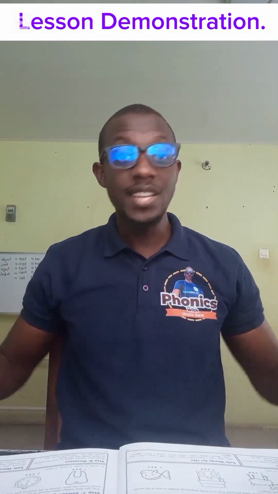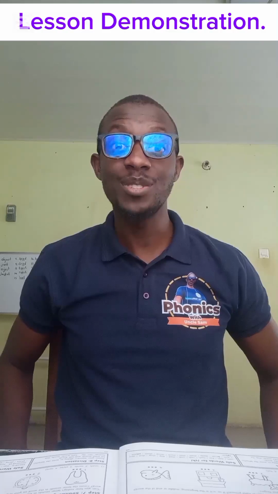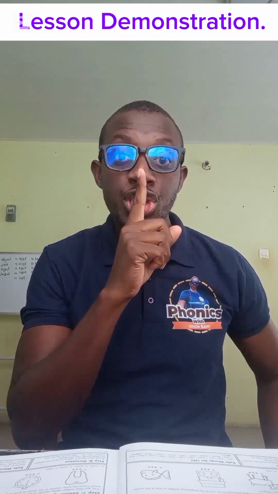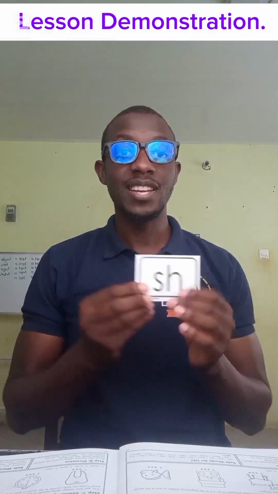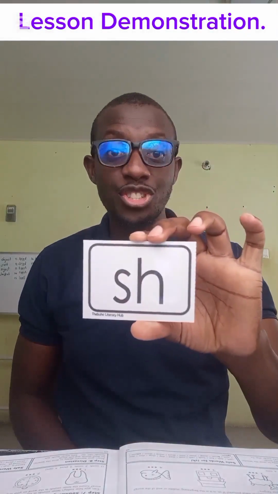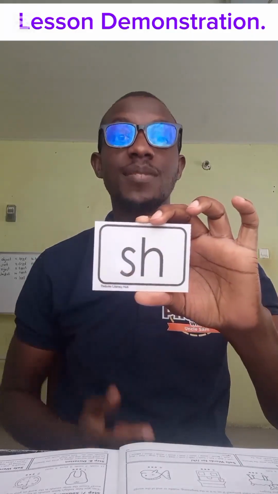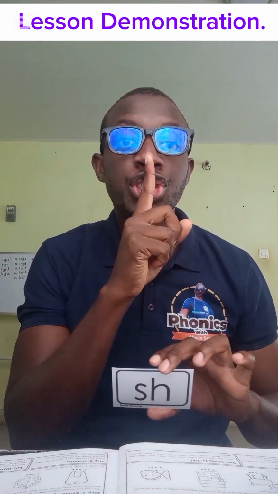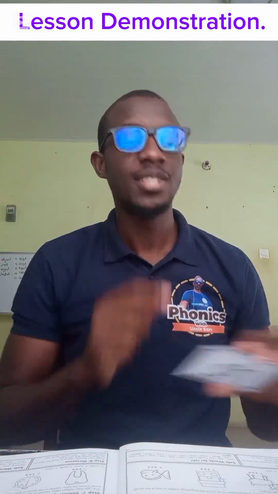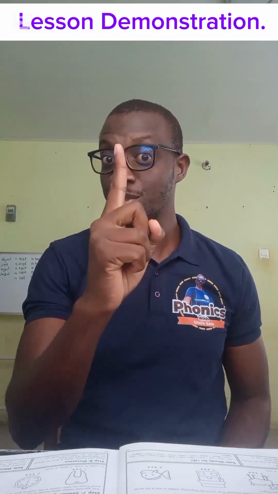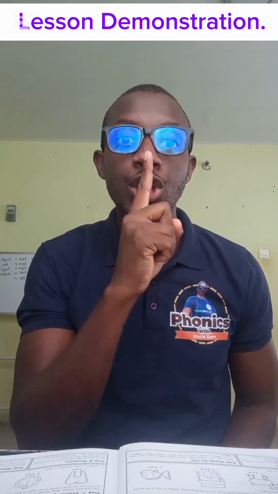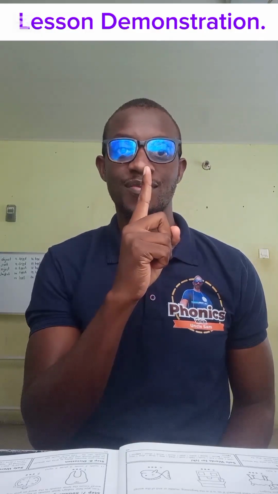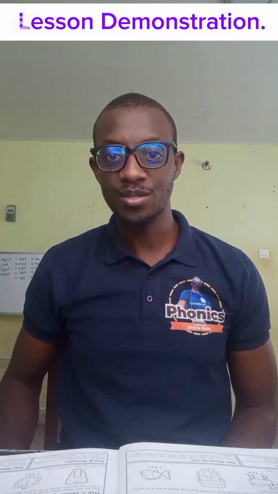Now, in today's lesson, we are introducing the sound shh. Yes, shh. And it's represented by the letters S and H. So when S and H come together, they make the sound shh. And the action for this sound is you putting a finger on your lips and saying shh. Good. Now let's quickly go into today's song.